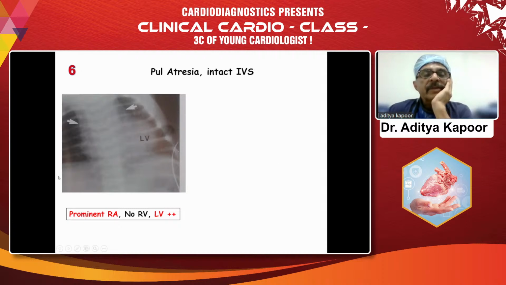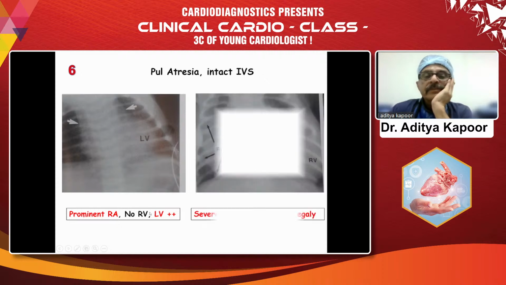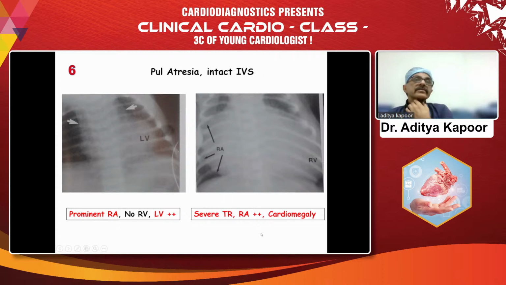Pulmonary atresia intact septum, again you will have a hugely dilated RA. The LV will be prominent. There will be no RV. And if the patient is very sick, develops severe TR, there will be huge aneurysmal RA and a big cardiomegaly. So this is almost like end stage.